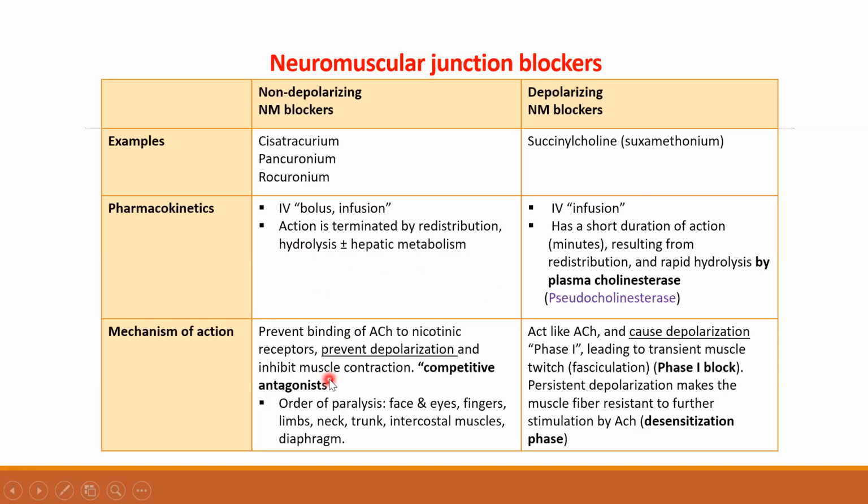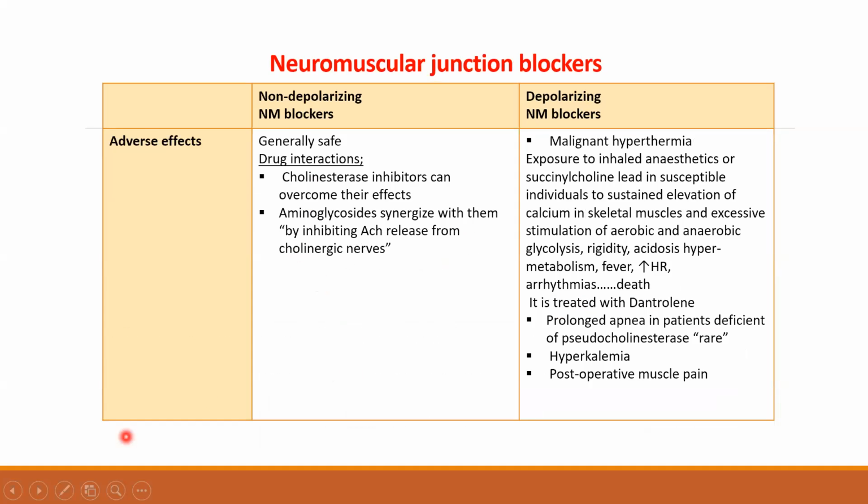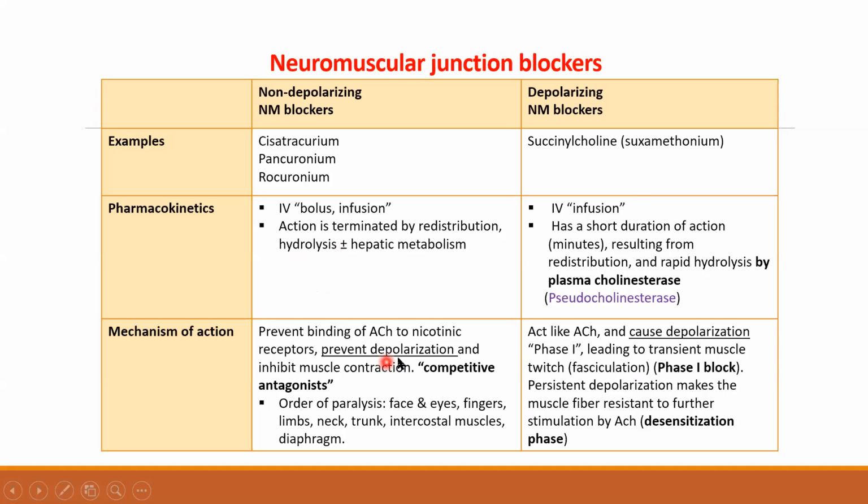The mechanism of action, as I told you, for the non-depolarizing agents is that they prevent acetylcholine from binding to the nicotinic receptor because they just occupy the receptor as antagonists. So they will prevent depolarization and inhibit muscle contraction. So these are actually competitive antagonists. As for the order of paralysis, the first muscles that the anesthesiologist is going to notice becoming paralyzed are the face, eyes, and fingers, in that order. And the last muscle is the diaphragm.